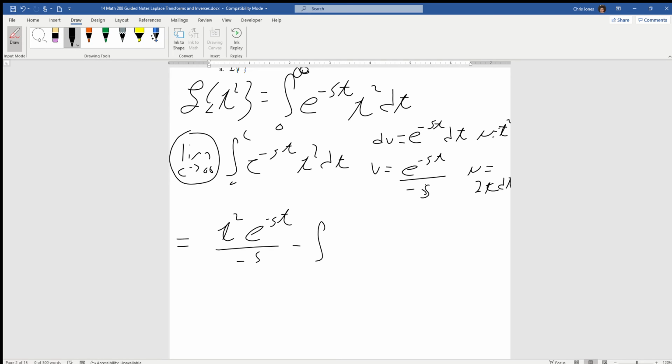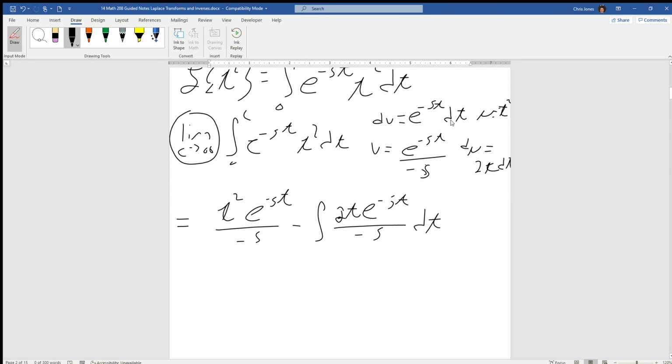So that's uv minus the integral of v du, because this is a du. That's going to be the integral of 2t e to the minus st divided by minus s dt. Now, let's not worry about the limit yet, and let's not worry about a plus c or anything like that.